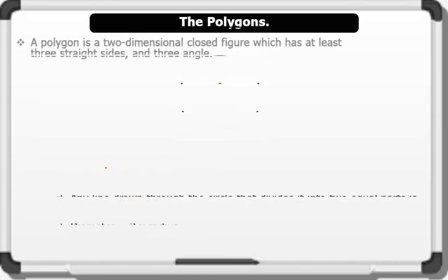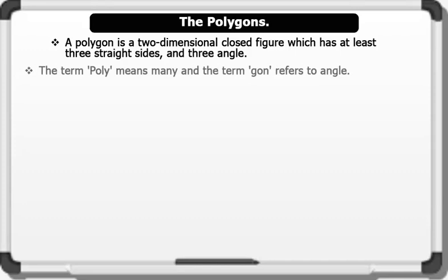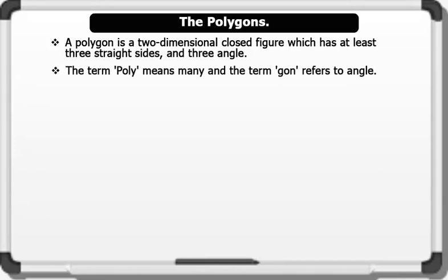A polygon is a two-dimensional closed figure which has at least 3 straight sides and 3 angles. The term poly means many, and the term gon refers to angle, which means many angles. Now, let's see the first 10 polygons and the number of sides they have.